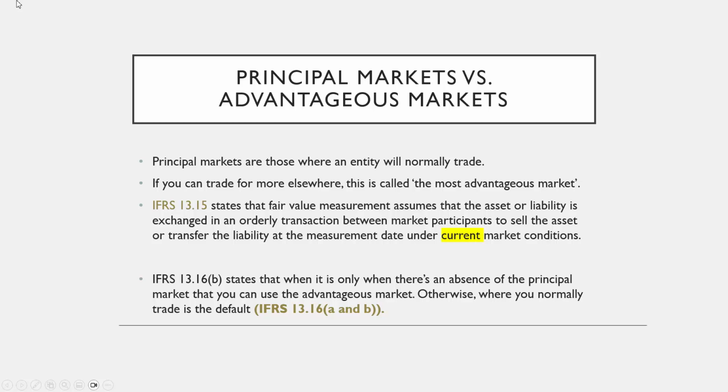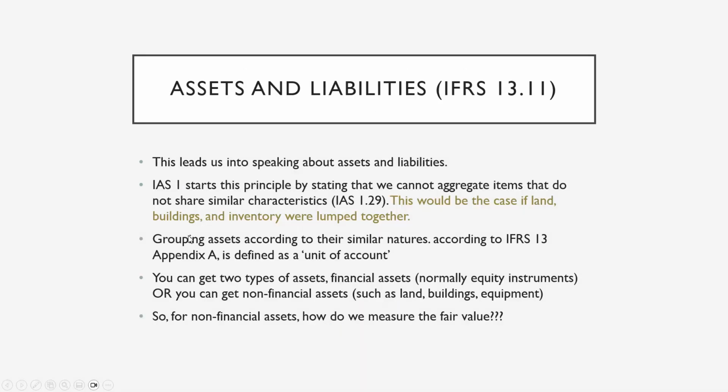So as I said, IFRS 13.16 A and B says that it's only when there's an absence of the principal market that you can use the most advantageous market. And this transaction always happens under current market conditions. Huge debacle with COVID that happened in terms of fair value measurements. So that is not something I'm going to get into, so I'm going to move on to the next slide.